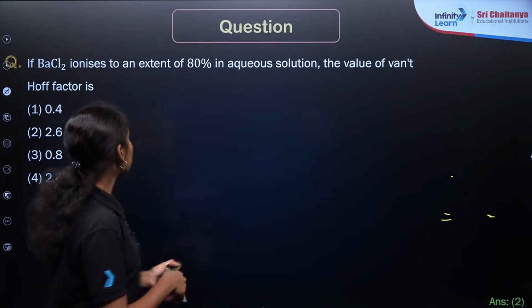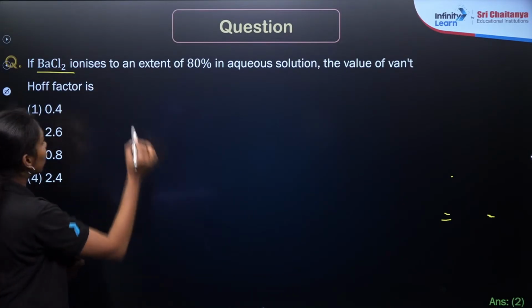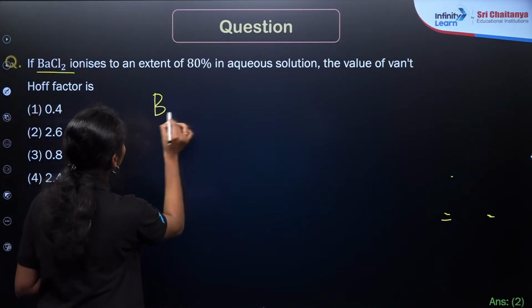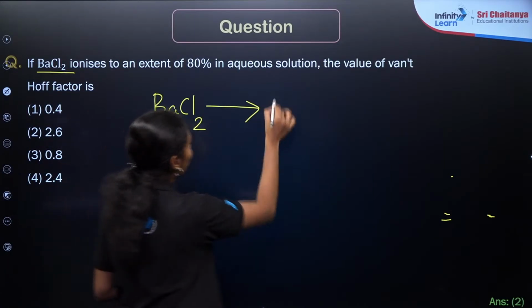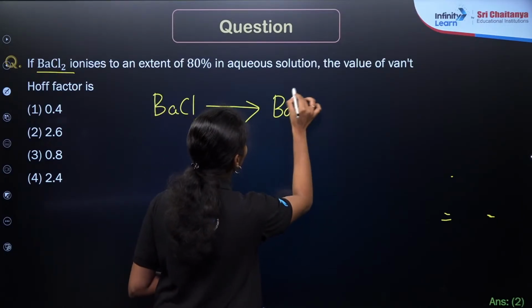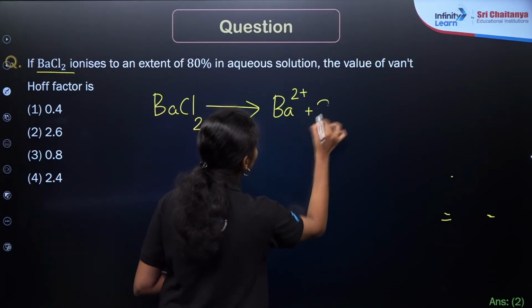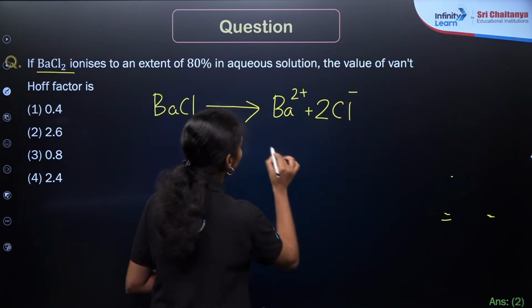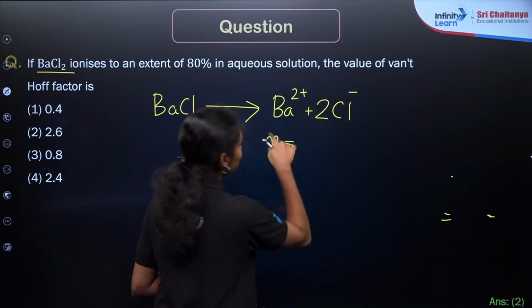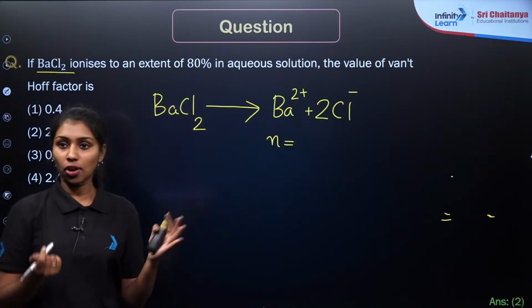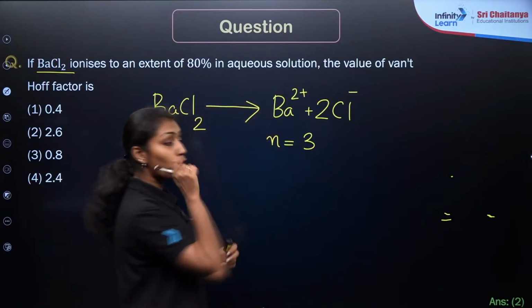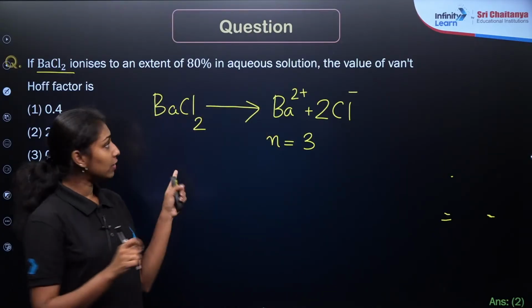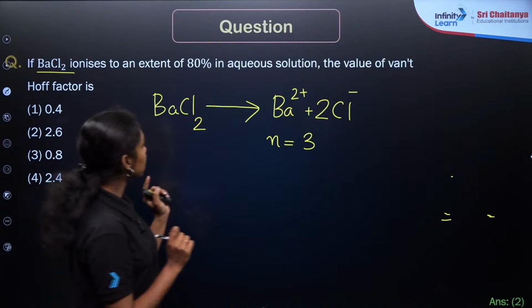Answer 2, right? So here is our BaCl2. We need to check how it gets ionized. BaCl2, right? So it will be ionized to form 1 Ba2+ ion plus 2 Cl- ions. What is the total number of ions forming here? 1 Ba2+ and 2 Cl-. So total 3, right? n is equal to 3 here. As we already know, there is a formula to calculate I if there is degree of dissociation, right?